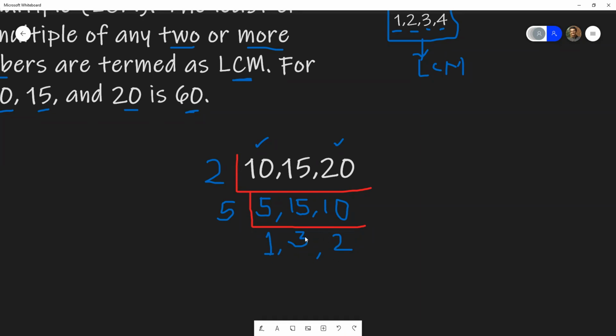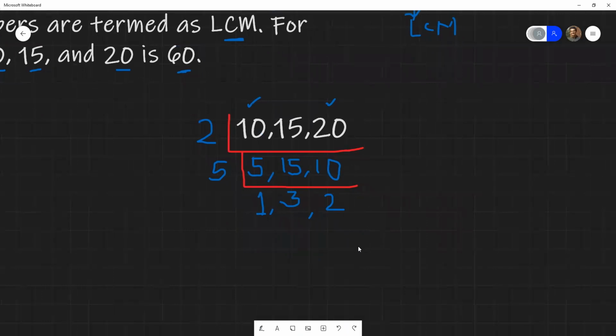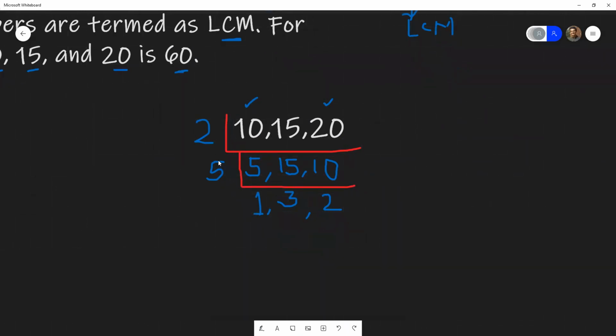We get 1, 2, 3. These are the prime numbers, right? You see all the prime numbers here. These are composite or non-prime numbers, and we divide this and make some prime numbers. So what can we say? What is the LCM?